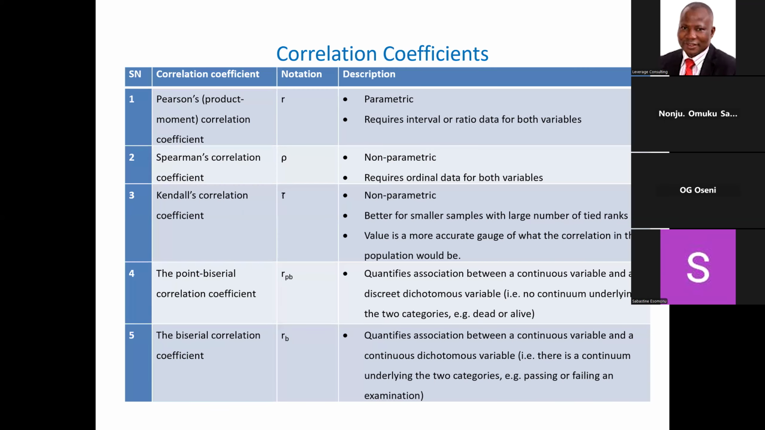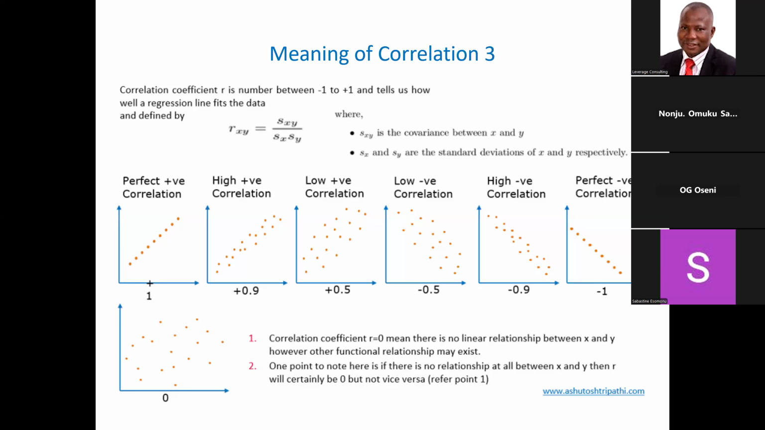Now, this correlation, the one described by dividing covariance by standard deviation, is the Pearson correlation, because it was Pearson who first described it. It is called the Pearson product moment correlation coefficient. Product moment is the way you get it by multiplication of two variables, then divide by the standard deviation.